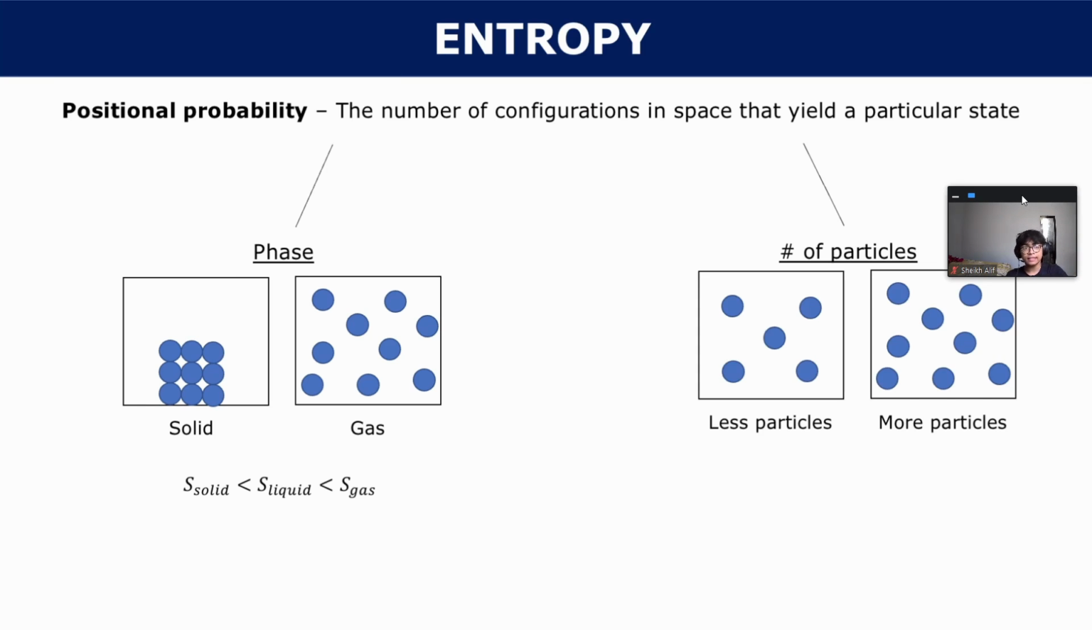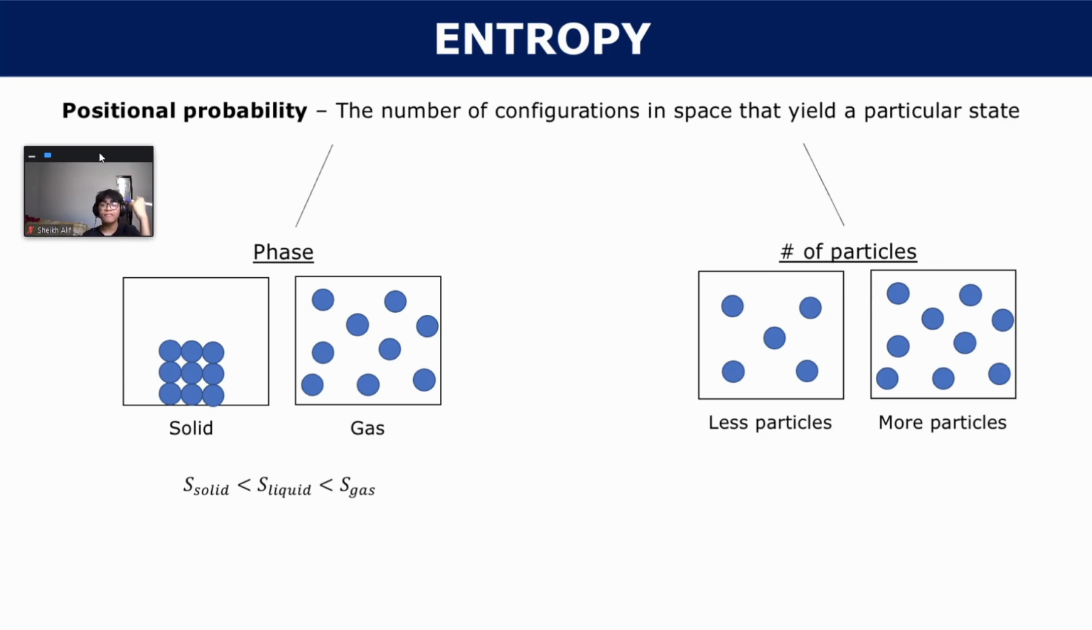The second bit is the number of particles. Think about it, if you have more particles, you're going to have more positional probabilities. So if you have less particles, that's less positional probabilities, and more particles is more positional probabilities. So that means less particles is a lower entropy, and more particles is going to be a higher entropy. Very similar to phase. Basically, when you're looking at the positional probability, you have to look at phase and number of particles. And so let's do a bit of practice with that.